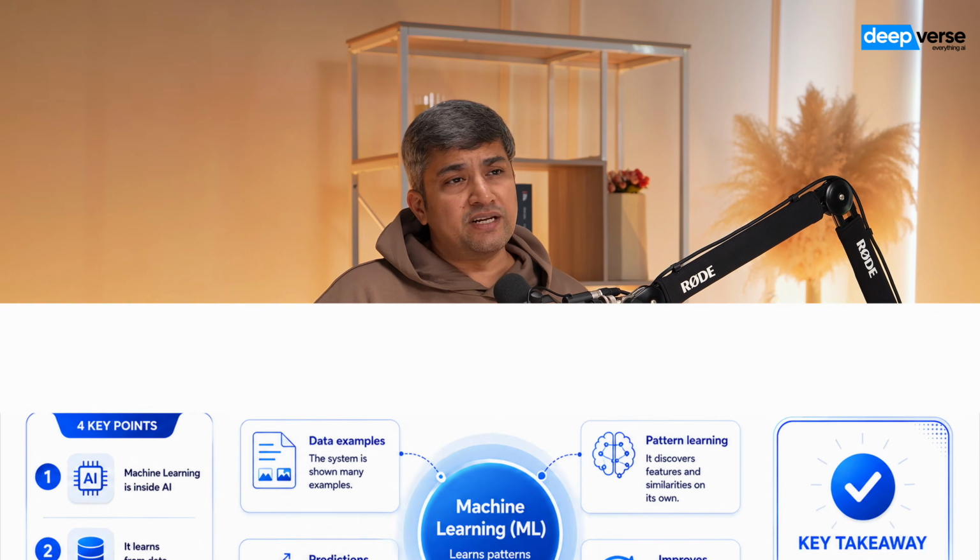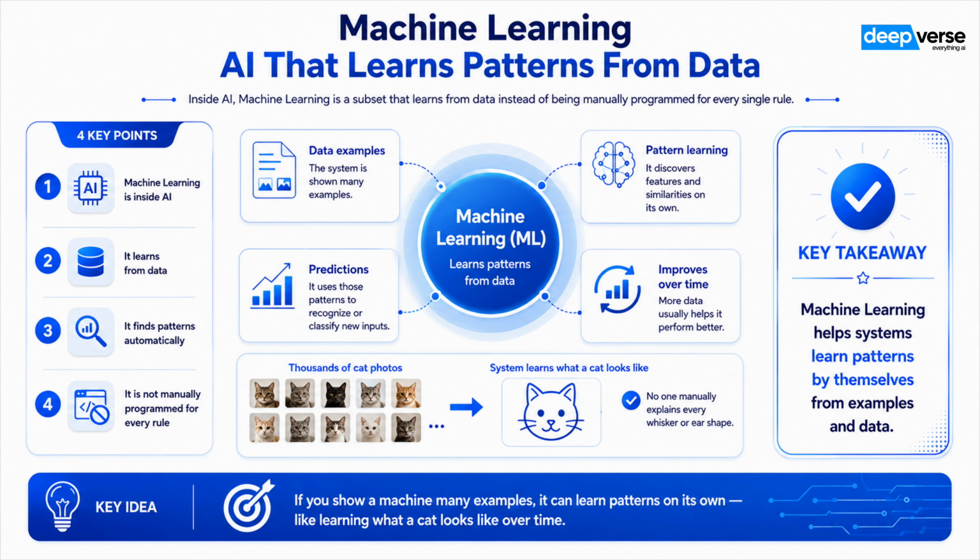Inside AI, we have something called machine learning. Machine learning is a subset of AI. This is where machines learn patterns from data instead of being manually programmed for every single rule. For example, if you show a system thousands of cat photos, over time, it learns what a cat looks like. Nobody manually explains every whisker or ear shape. The machine learns patterns by itself. That is machine learning. Now, inside machine learning, we have deep learning.